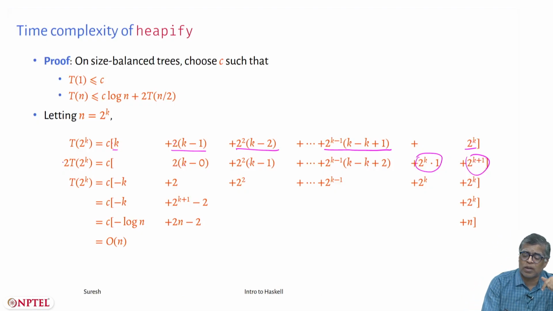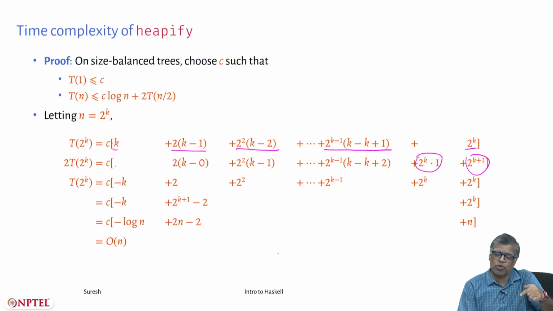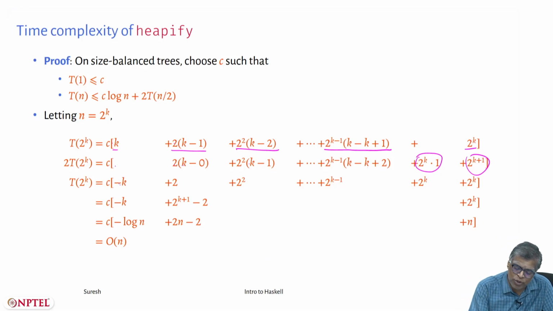Now I subtract 2t of 2 to the k minus t of 2 to the k, so I will subtract all these elements. So 0 minus k will become minus k, 2 to the k minus 0 minus 2 to the k minus 1 will become 2, this will be 2 squared, k minus 1 minus k minus 2 will be just 2 squared, and so on and so forth. So, I have a minus k plus 2 squared dot dot dot plus 2 to the k minus 1 plus 2 to the k, plus 1 extra 2 to the k.